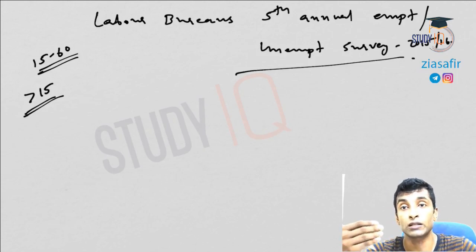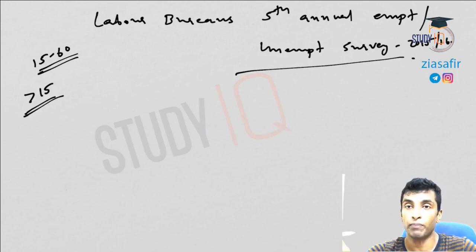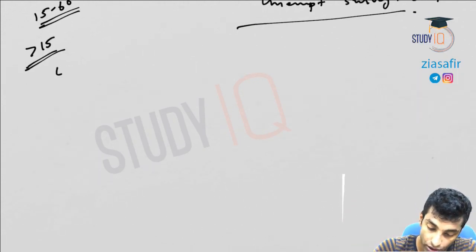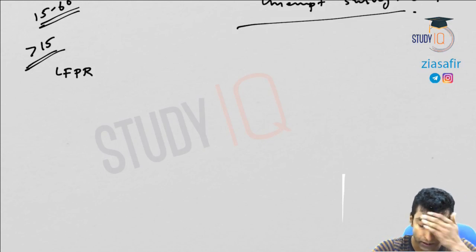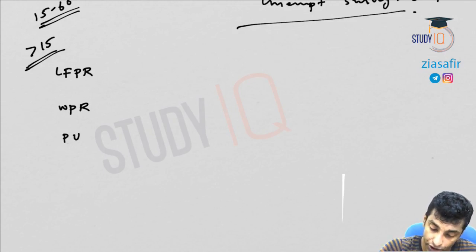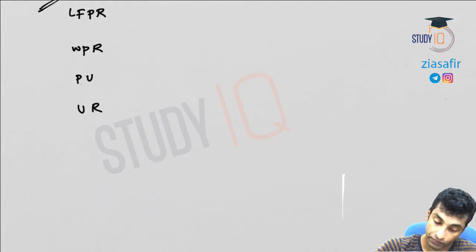More labor force means more unemployed will be there. Jobs almost remain stagnant, static. So more unemployment you can see in this case. First let me draw the column. I need LFPR, labor force participation rate, worker population ratio, and proportion unemployed, and then we will see unemployment rate. Okay, so let me explain what these are.